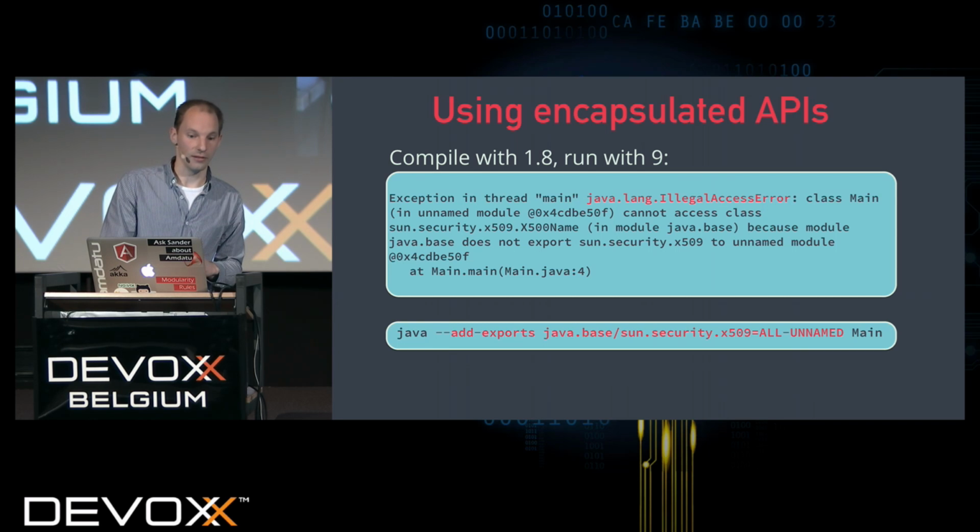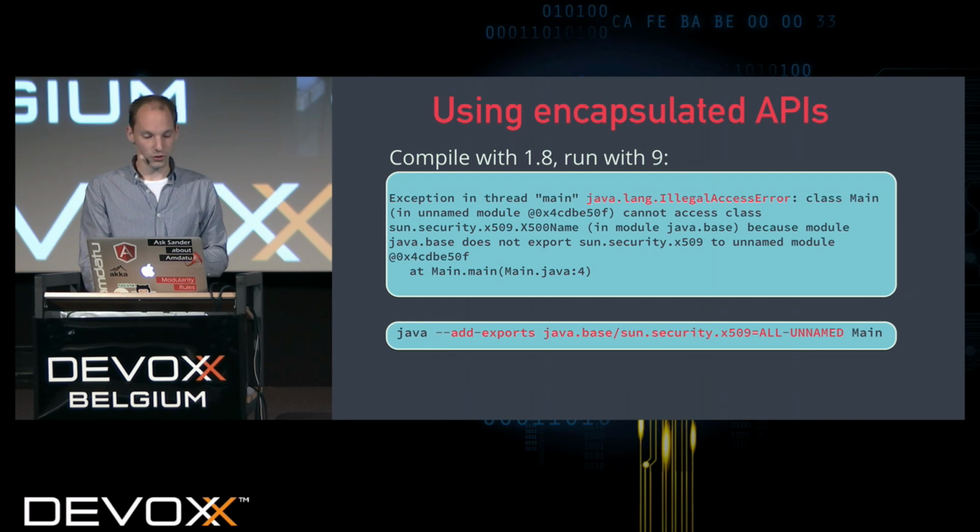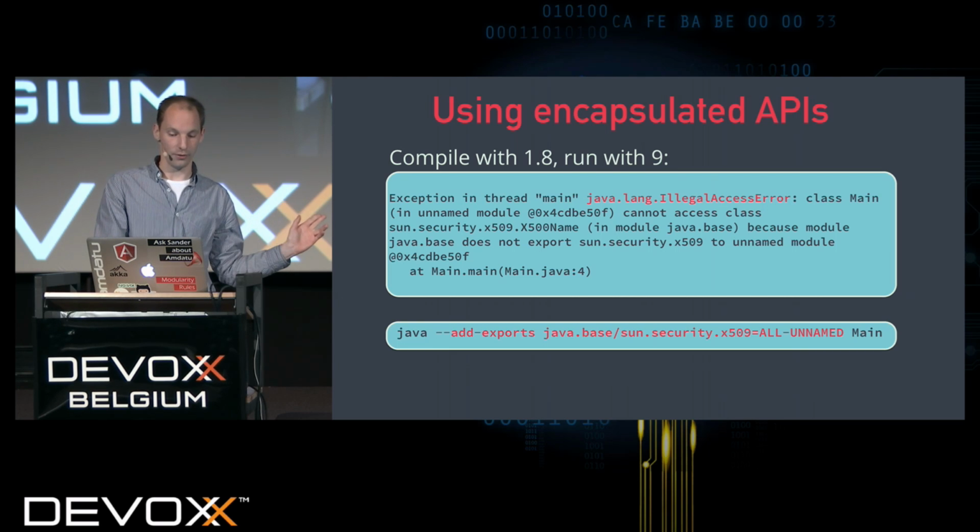And there's a solution to that. And in this case, it's adding the --add-exports flag, where we indicate that we want to export something from java.base. And the thing that we want to export is the sun.security.x509 package. And we want to export it to, that's a good question.